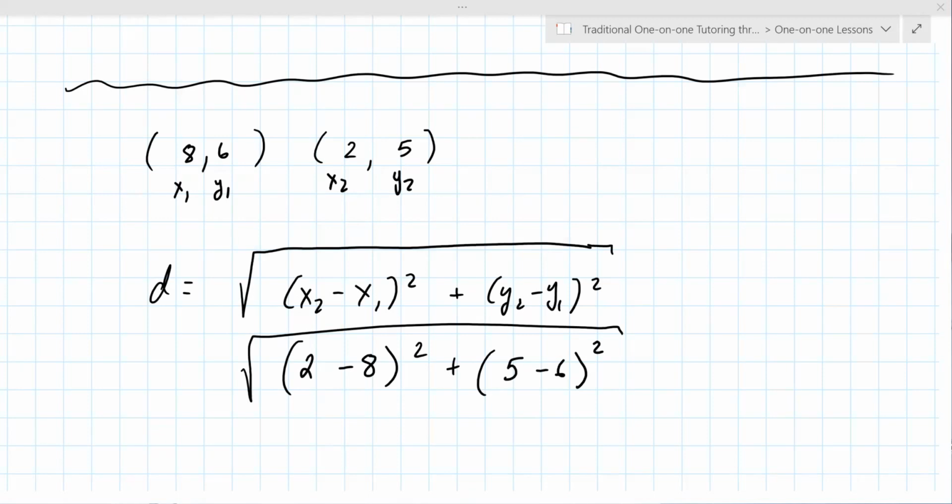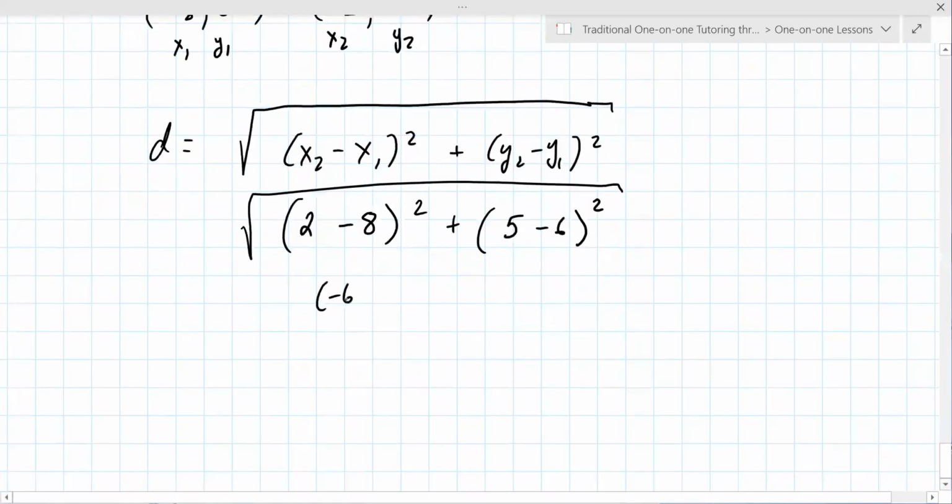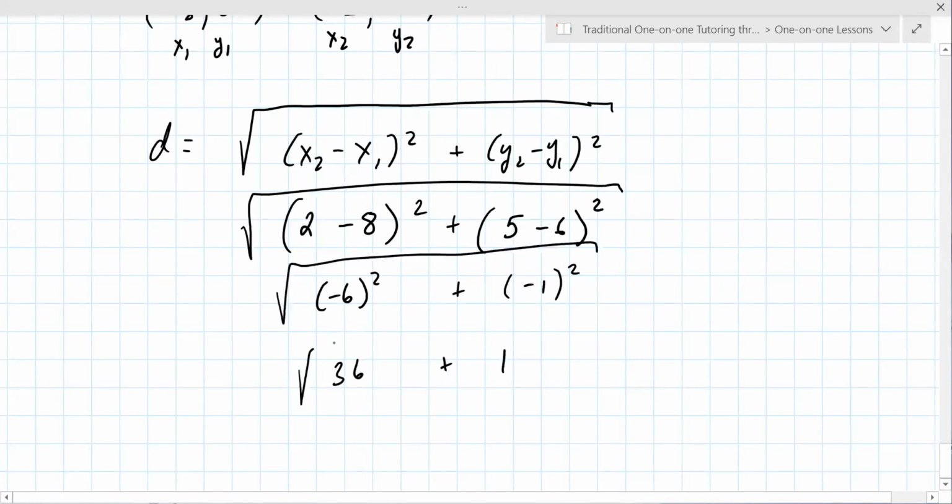The final answer is 37. Really close again. You're just missing that one little piece. So when you subtract, you get -6 squared, which is 36, and -1 squared, which is 1, but there's a square root all the way through. So your final answer is the square root of 37? Yes. It is the square root of 37. There is no way to reduce it further.